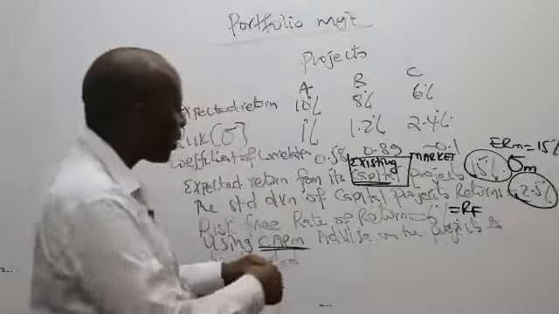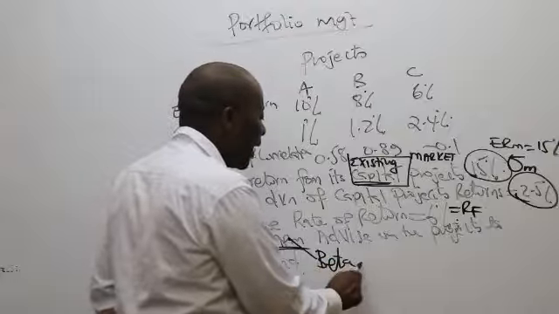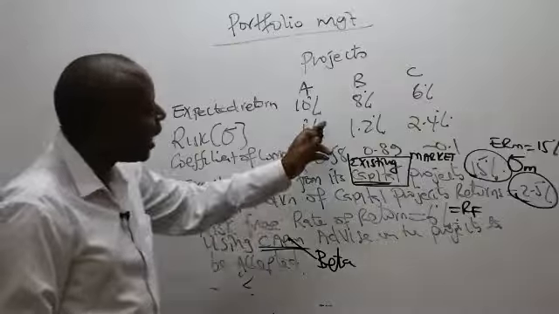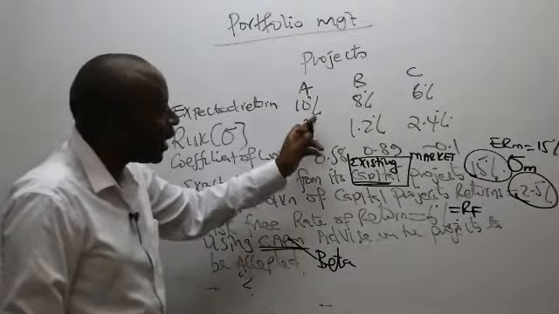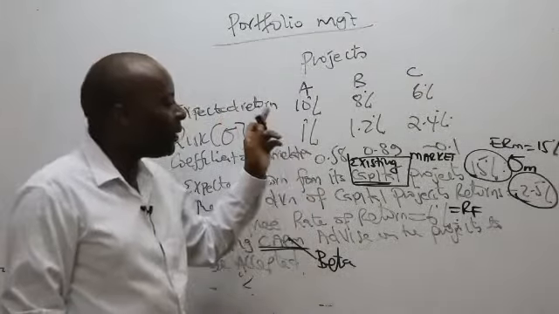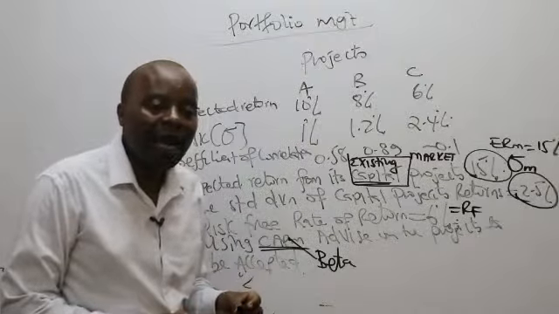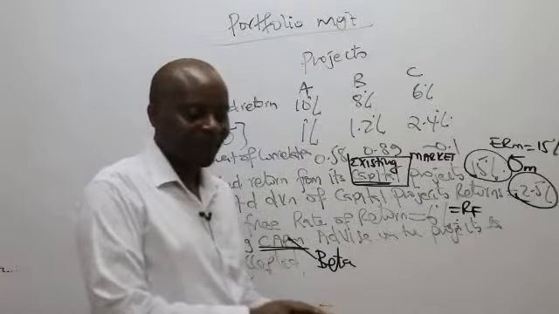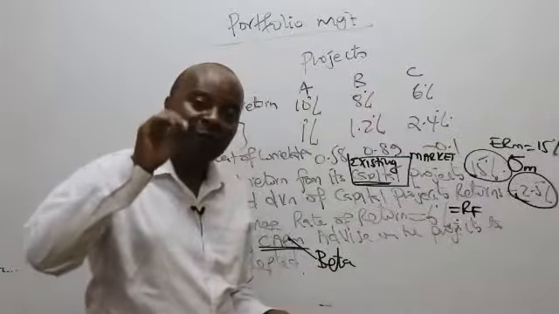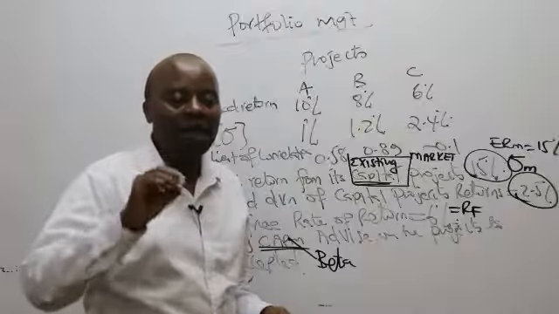In many questions, you will get a situation where the examiner gives you beta directly. But here, this examiner has not given us beta. So if the examiner doesn't give us beta, then ladies and gentlemen, we must calculate this beta ourselves. And for us to calculate the beta of security J, we know that there are 2 formulas.